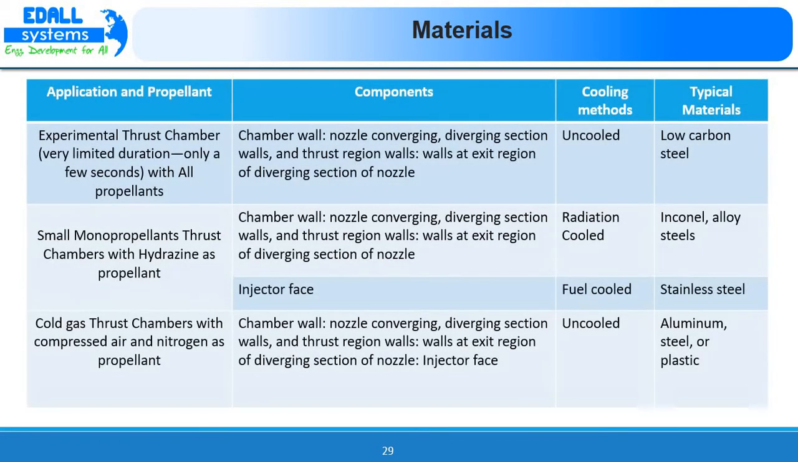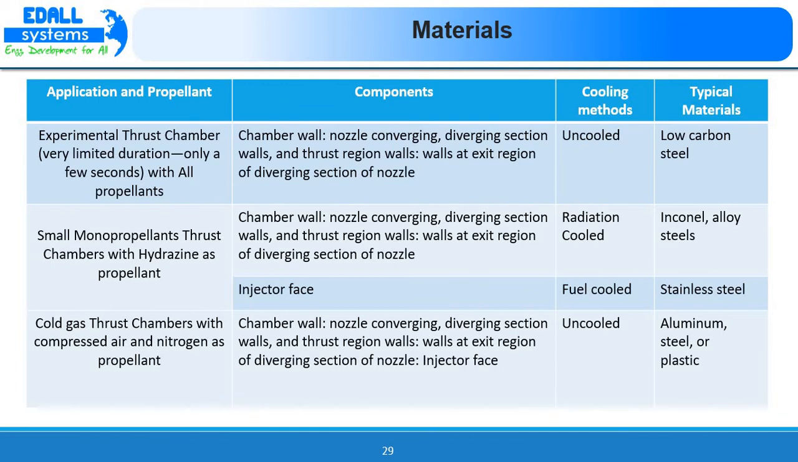Then the next category is experimental thrust chambers, which are of very limited duration, only a few seconds, with many kinds of propellants. For such thrust chambers with all these components, the material used is low carbon steel, and generally it is for very short duration, so no cooling method is provided.